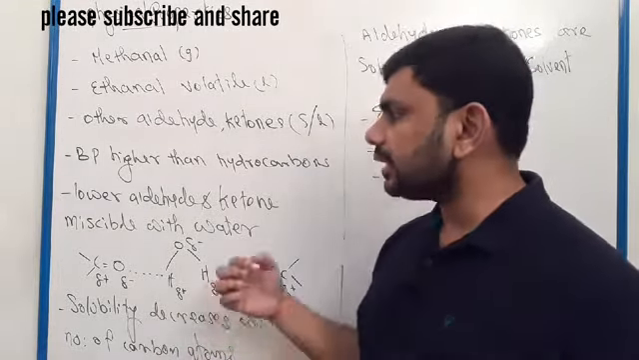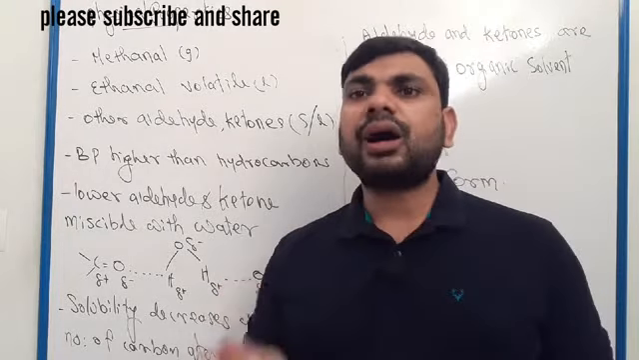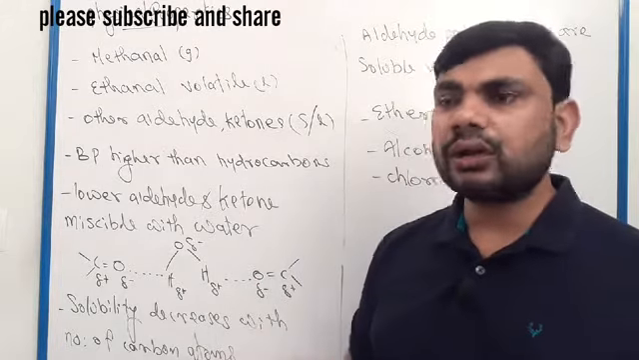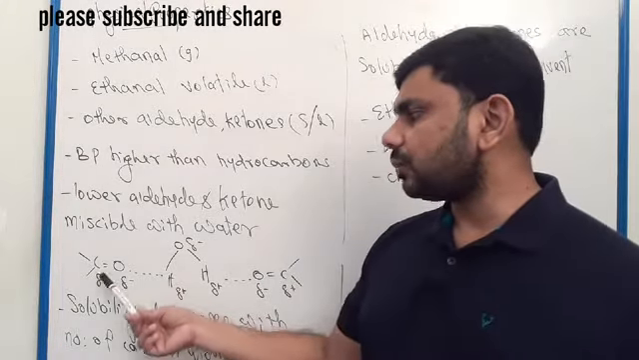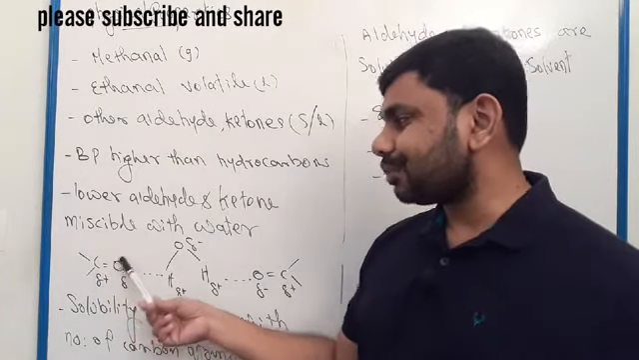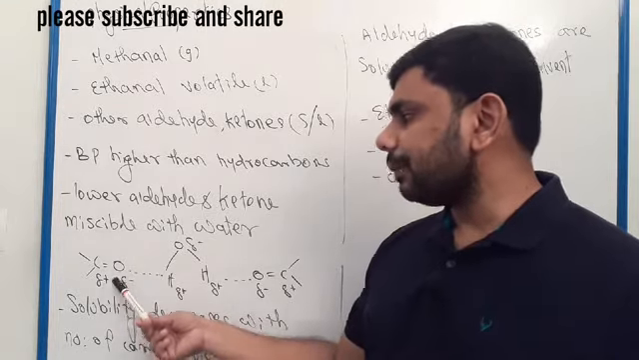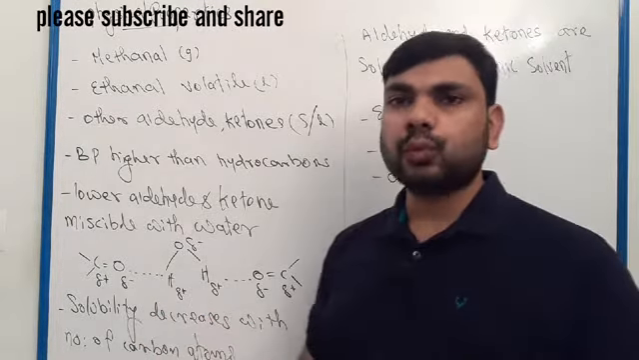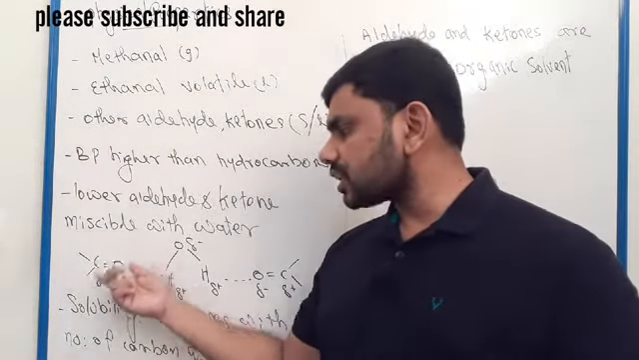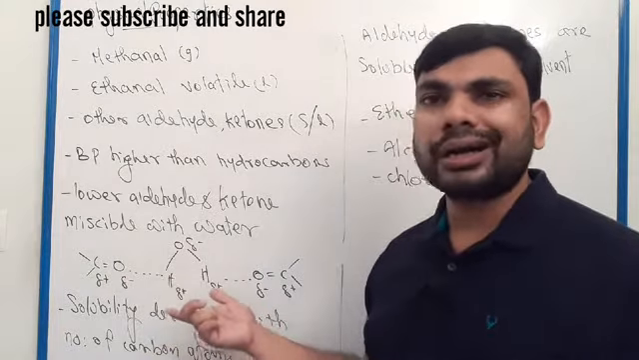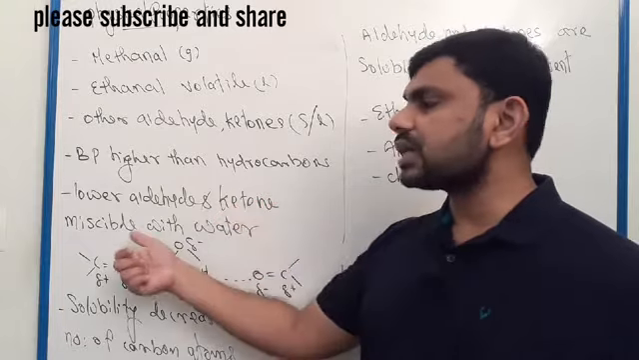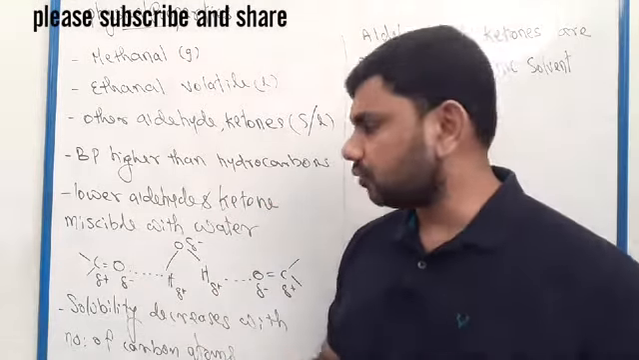Next point, lower aldehydes and ketones are miscible with water. Aldehydes and ketones which contain fewer carbon atoms are miscible with water. They dissolve in water because the carbonyl group is polar and makes intermolecular hydrogen bonds with water. That's why lower aldehydes and ketones are miscible in water.